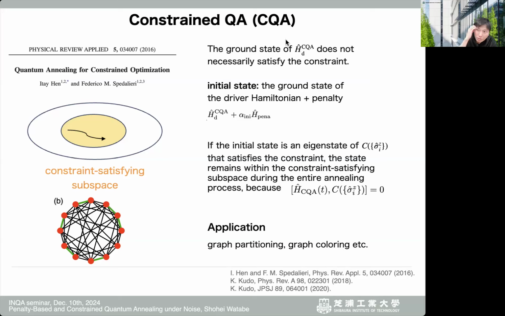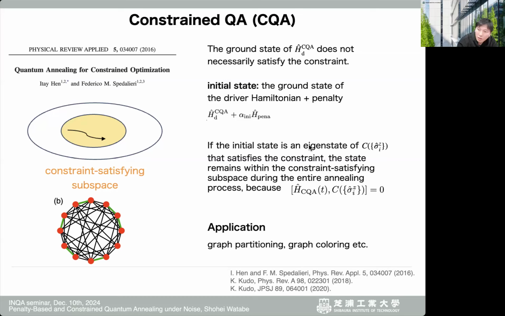In the penalty-based case, the initial state, the ground state of the driver Hamiltonian, does not necessarily satisfy the constraint that we want to satisfy. In the CQA, the initial state is chosen as, for example, the ground state of the driver Hamiltonian with the penalty terms. If we choose this ground state, the initial state satisfies the constraint, and it is also the ground state of the driver Hamiltonian.